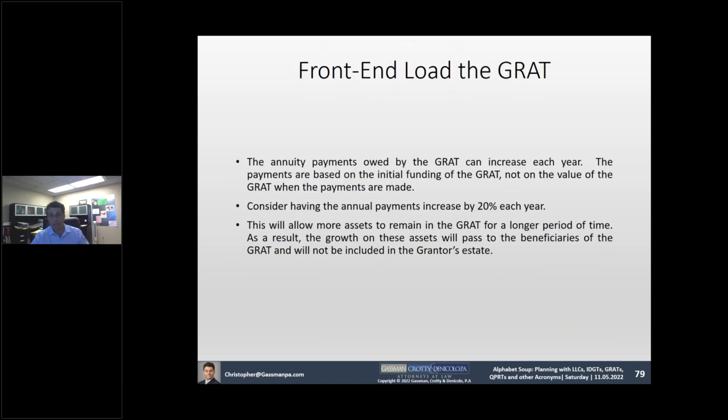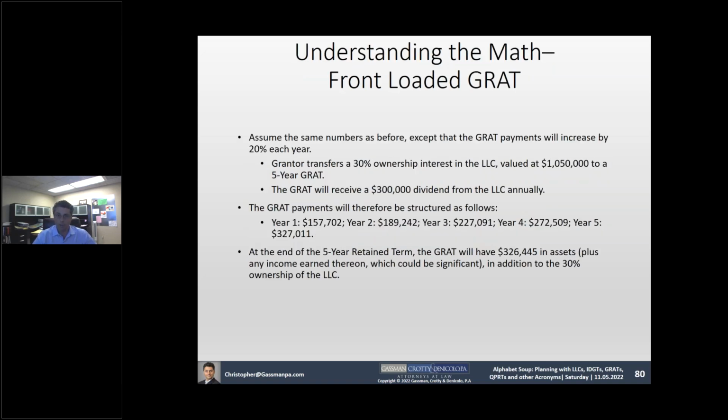And what's more is we have slides on increasing the GRAT payments by 20% a year, starting with a lower payment, allowing for a much larger payment towards the back end. And you'll see, as we did this for a client, in year one the payment was $157,000, and so forth. Each year it increased by 20%. And the reason for that is to allow for growth in the early years and allow the GRAT to build up value, to cause the GRAT to have significant funds at the end of the term to pass to beneficiaries.